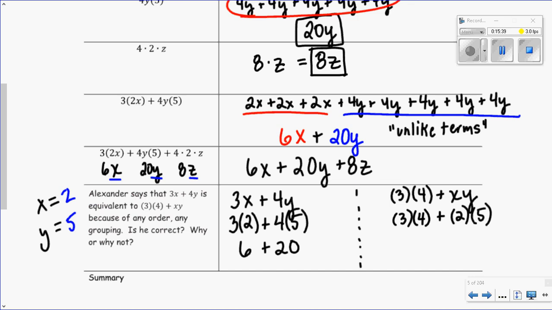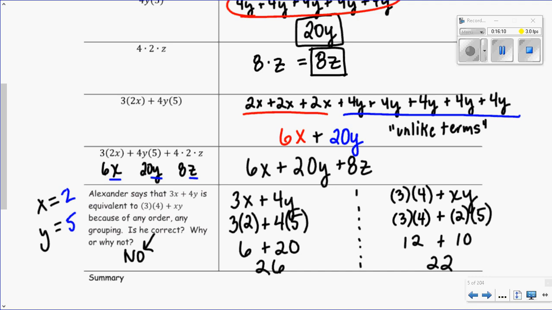Now, if you look from this row here to this row here, do you think it's going to be the same answer? This is 3 times 2 plus 4 times 5, and this is 3 times 4 plus 2 times 5. He's saying any order, any grouping. So let's see if that works. 3 times 4 is 12, and 2 times 5 is 10, and 12 plus 10 is 22. Is that the same as 6 plus 20? No, it is not. So no, he is not correct.